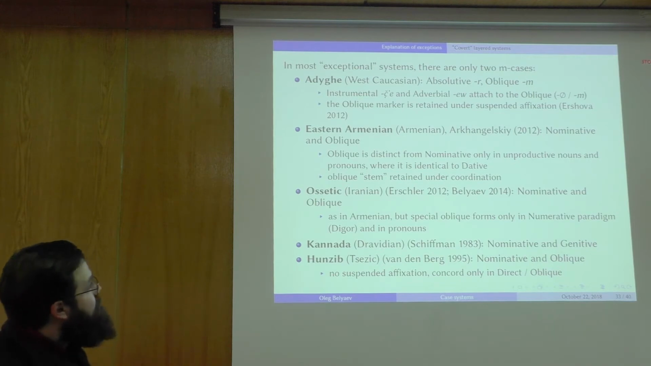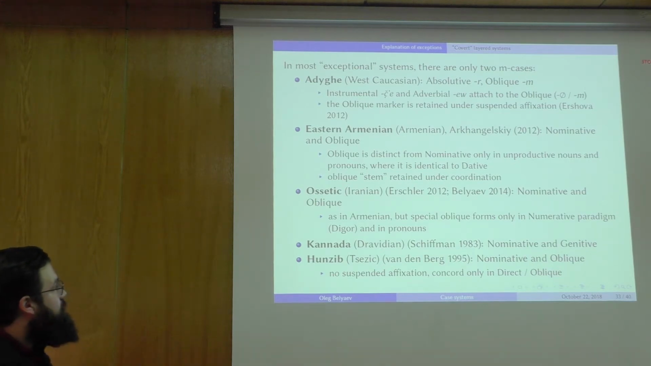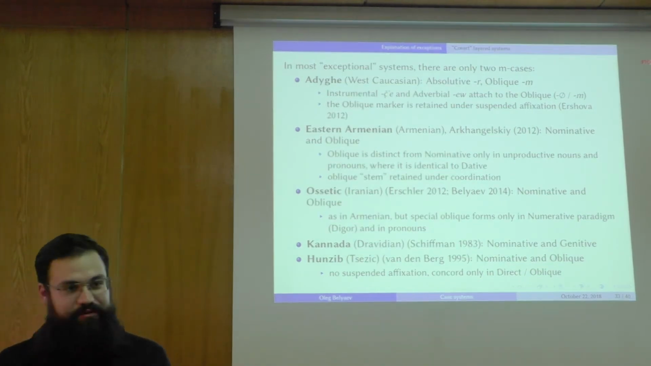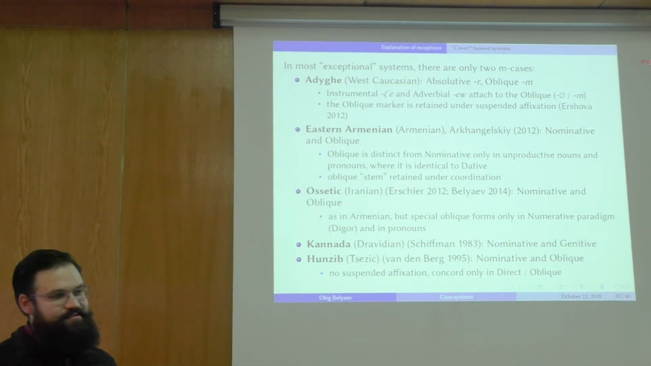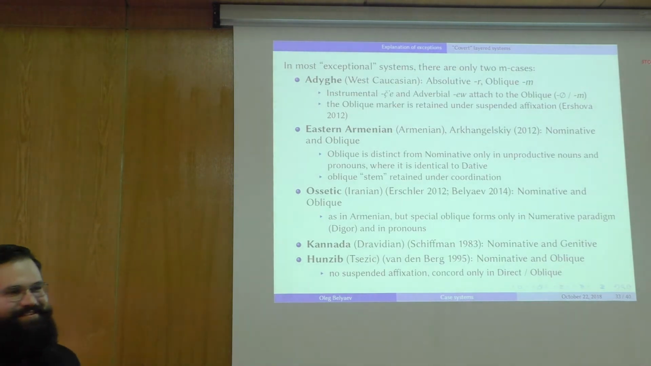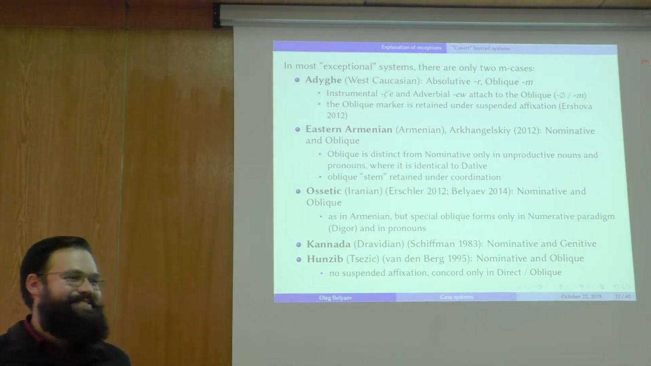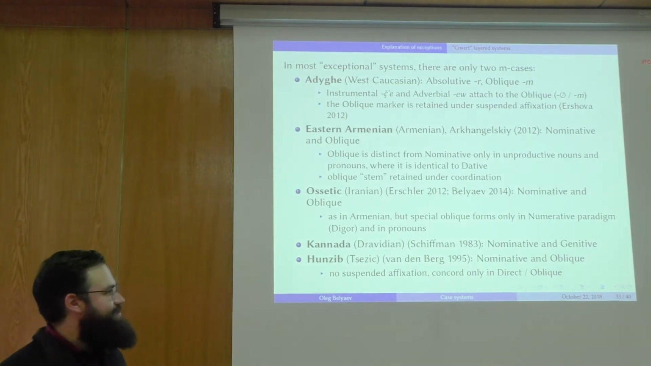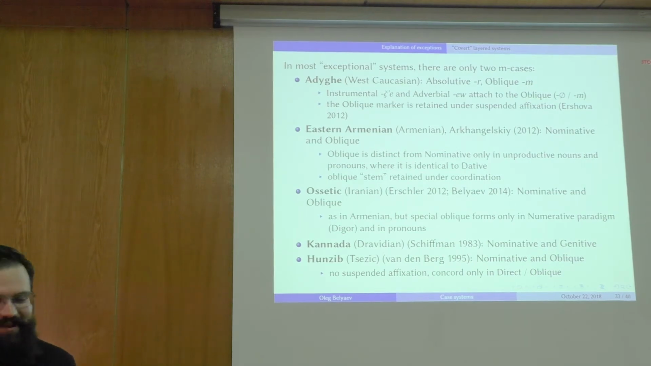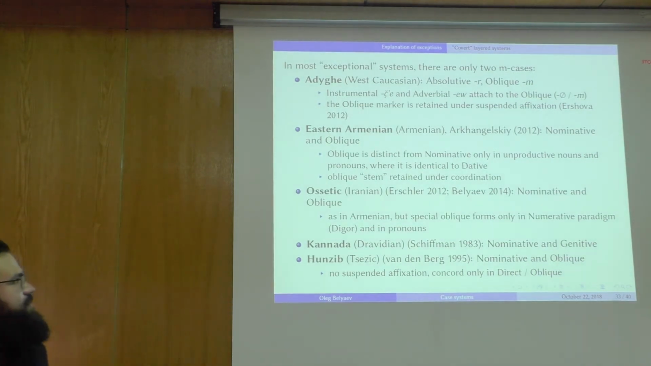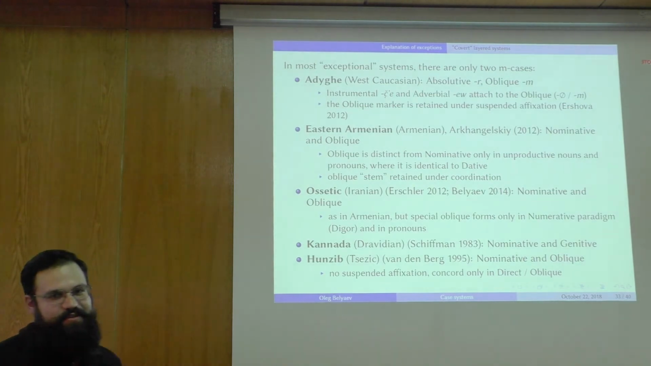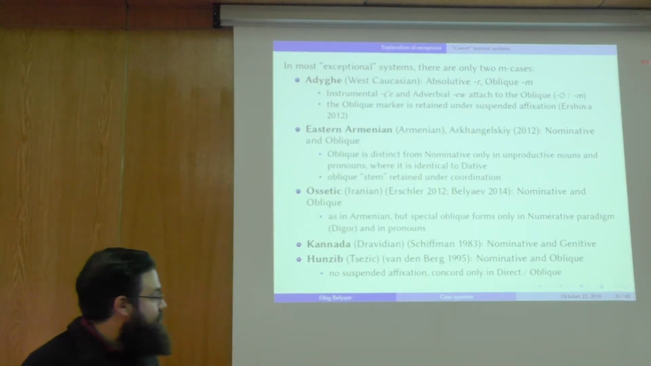And in most exceptional systems there are only two cases. So in Adyghe, Eastern Armenian, Ossetic, Kannada, and Hunzib. Here on the slide I won't go into detail, but in all of them it seems there is a binary basic system. Of course, in Adyghe it's a bit complex, but in terms of our comparative concepts, it is like this. The other question is their behavior, miscibility, and so on. But otherwise, it does seem that they are a different kind of animal than the instrumental and the adverbial. I won't go into detail because we don't have enough time.